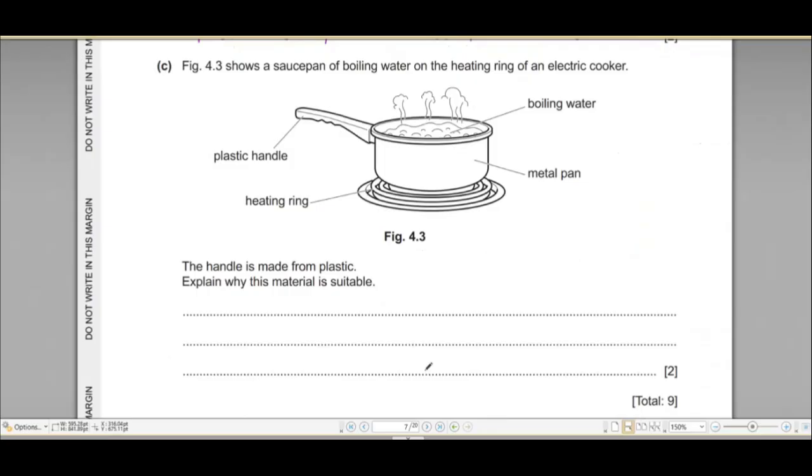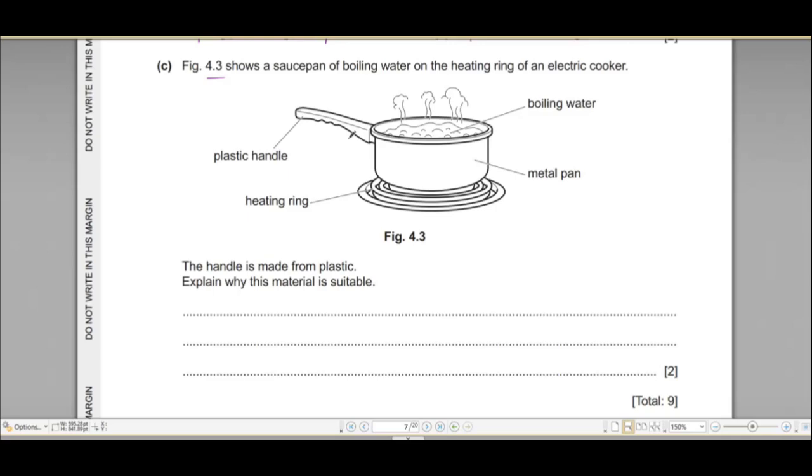Okay. Part C, figure 4.3 shows a saucepan of boiling water on the heating ring of an electric cooker. The handle is made from plastic. Explain why this material is suitable. Now we know that plastic is an insulator, so it will transfer heat energy slower than a conductor does.